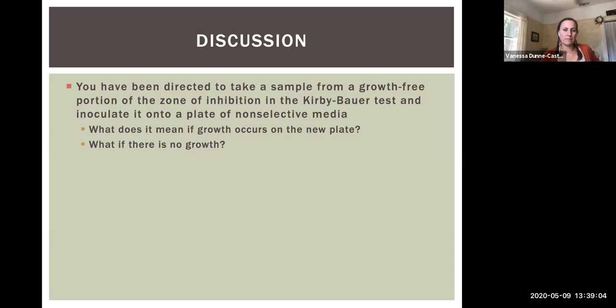So these are some questions. They're not related to choosing the drug, but these are just kind of concept questions, really thinking about bacteriostatic versus bactericidal medication. So this first one, you've been directed to take a sample from a growth-free portion of the zone of inhibition in the Kirby-Bauer test and inoculate it onto a plate of non-selected media. What does it mean if growth occurs on the new plates, and what if no growth occurs?